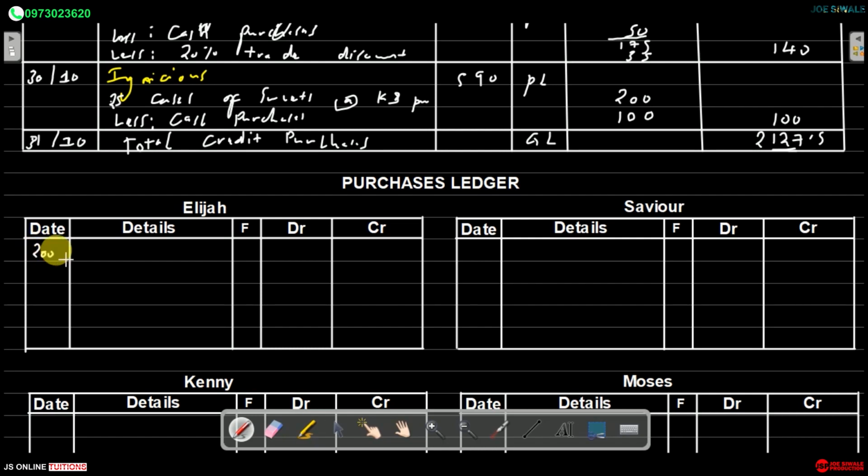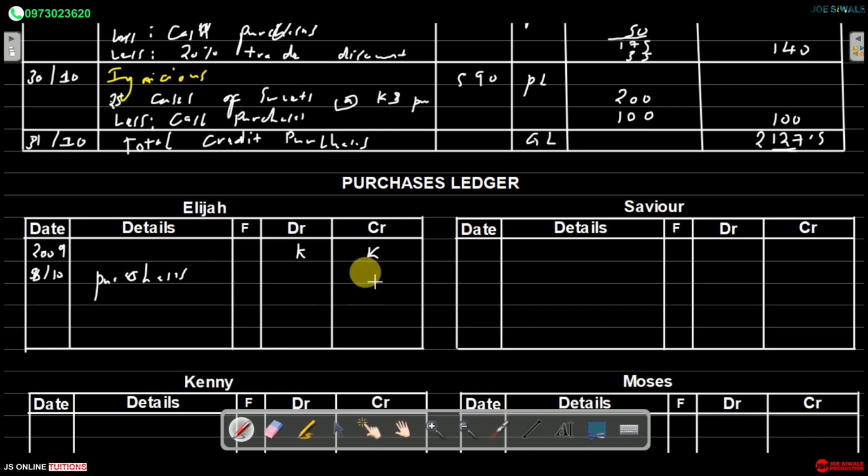So the year is 2009. We have our kwacha there, and we have our kwacha. So we're going to say on the 8th of October. In the details there, we're going to say purchases, and we know that in the purchases ledger, each personal account of the supplier is supposed to be credited.